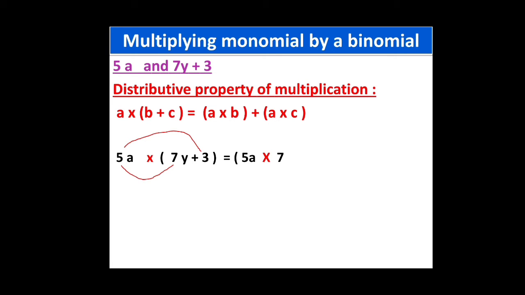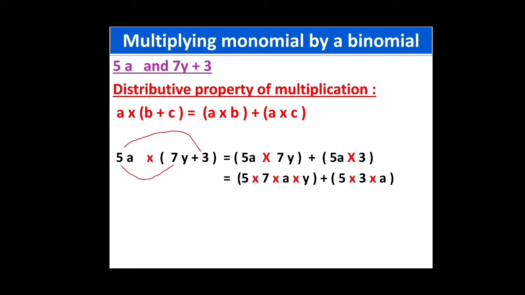Here we are following the distributive property: a into b plus c gives 5a into 7y plus 5a into 3. That means we have to multiply both the terms in the expression by 5a. First we have to write all the numbers in that group. So 5 into 7 into a into y. First numbers and then the variables. Now let's see the next group: plus 5 into 3 into a.